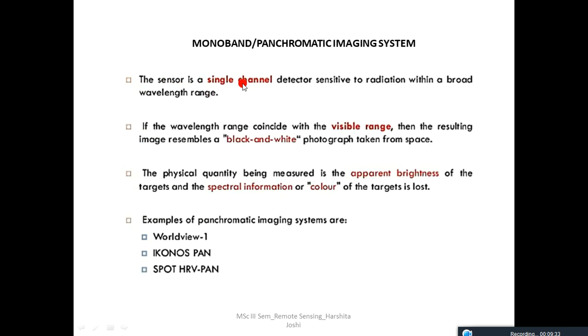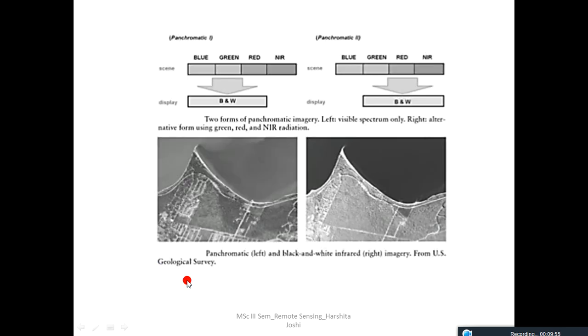So monoband has a single channel. We get it in the visible range, and it is black and white. Photographs are obtained. If it is taken from the satellite, then we can get a black and white imagery also. These give variation in the apparent brightness depending upon the amount of energy which is reflected. Various examples of the system are given here, and then we saw two panchromatic images in the green band and red band. These are monoband images, okay.